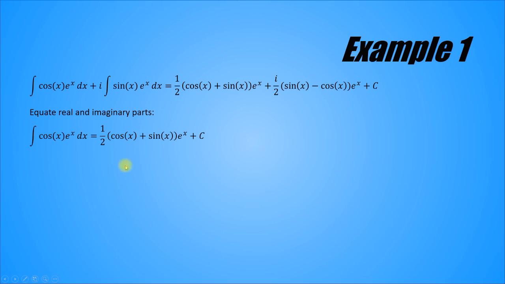So when I equate the real parts, I get the integral of cos x e to the x dx equals 1/2 (cos x plus sine x) times e to the x, plus c. And if I equate the imaginary parts, I get the integral of sine x e to the x dx equals 1/2 (sine x minus cos x) times e to the x, plus c. And that's it. We're done. We calculated the two integrals that we set out to calculate.